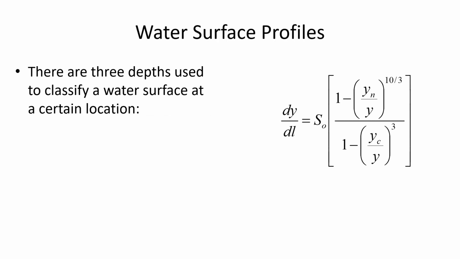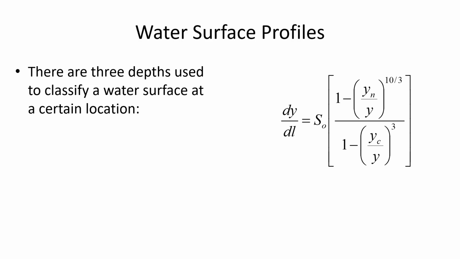So you'll remember the process equation, which allows us to understand whether the water depth is increasing or decreasing in the direction of flow. So if the dy/dl is a positive number, then that means that the water is getting deeper relative to the bottom of the channel. And if dy/dl is negative, then that means that the water depth is getting shallower in the direction of flow.